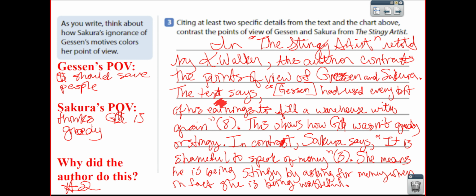So they said in The Stingy Artist retold by Keisha Walker, the author contrasts the points of view of Greason and Sakura. The text says Greason had used every bit of his earnings to fill a warehouse with grain. This shows how Greason wasn't greedy or stingy. In contrast, Sakura says it is shameful to speak of money. She means he is being stingy by asking for more money when in fact she's being wasteful. That's one example from years past.